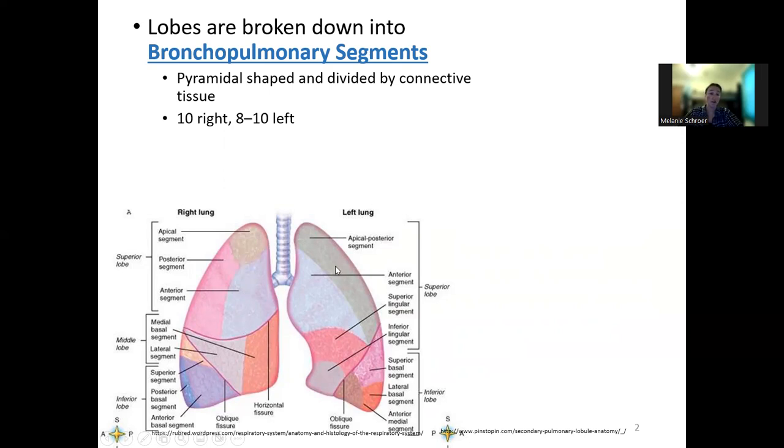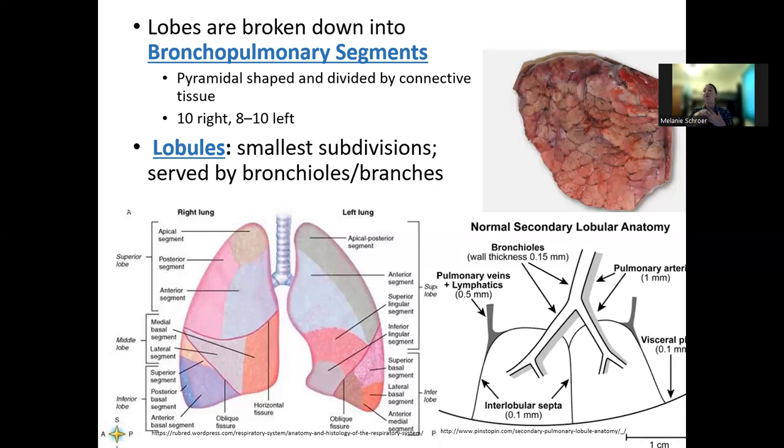So these different colors represent the different segments. There are about 10 on the right and 8 to 10 on the left, and each of these segments is filled with air by the tertiary or lobar bronchi. You can call them either one, but you should be familiar with both.